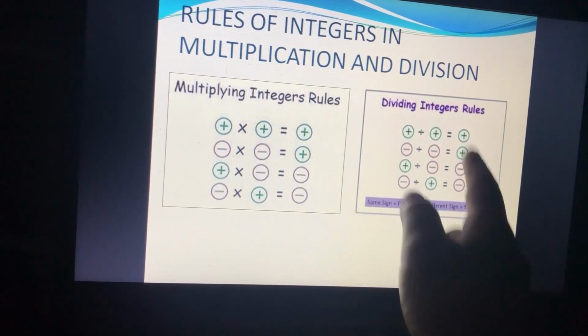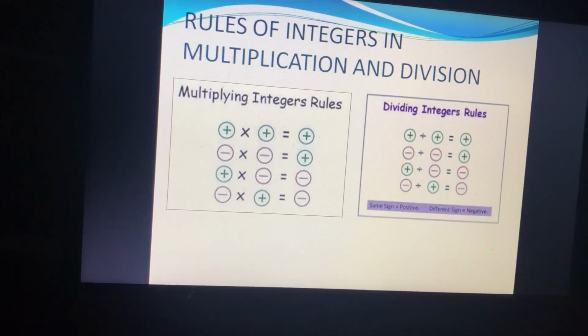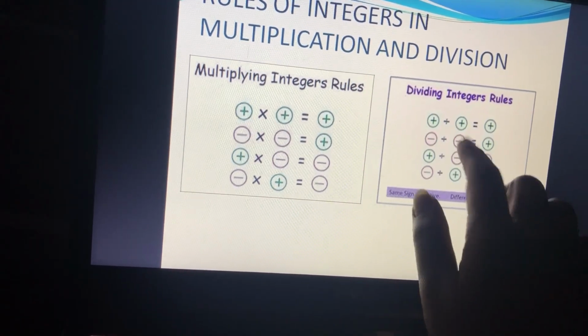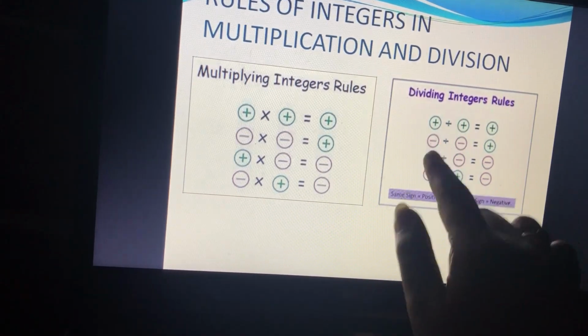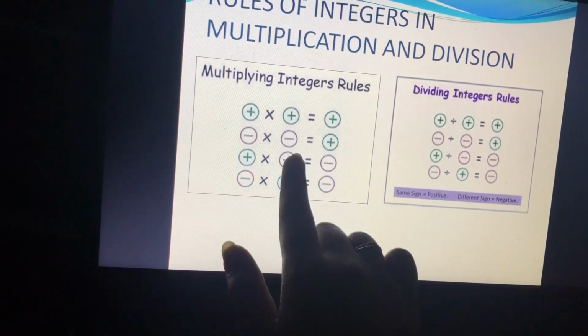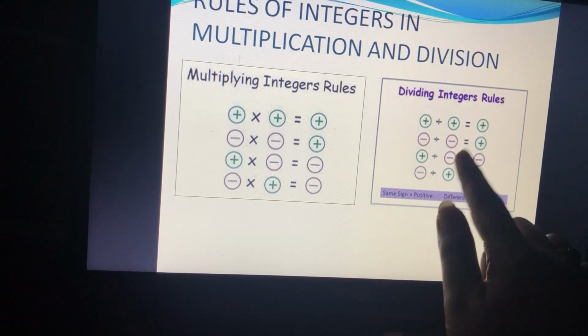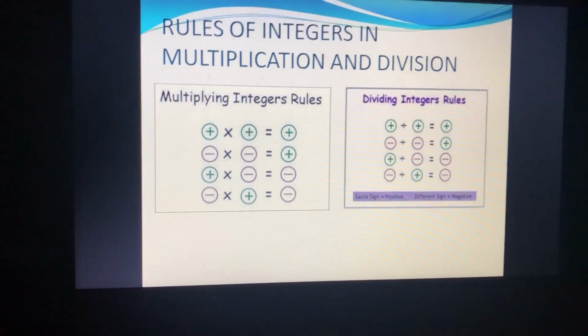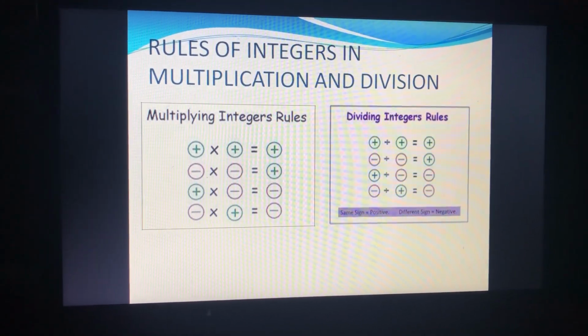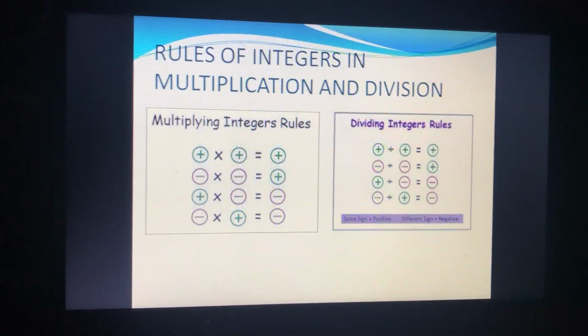While seeing all these rules, we observe that when we multiply or divide the same signs, the answer is always positive. And when we multiply or divide different signs, the answer is always negative. So that is how you can remember when we get the positive answer or the negative answer.